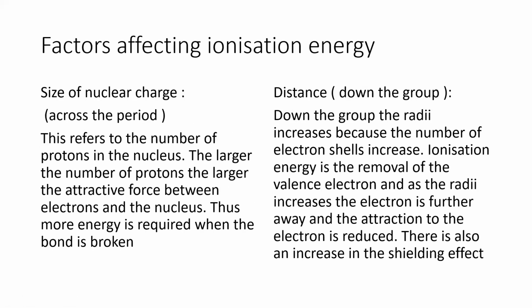Okay, factors affecting ionization energy: size of nuclear charge, or the number of protons in the nucleus, which increases across a period. The larger the number of protons, the larger the attractive force between the electron and the nucleus. Thus more energy is required when the bond between nucleus and electron is broken. This stands true because the shielding effect is constant across a period, because electrons are always added to the same energy level. I'll get into a bit more detail on that, but let's move on to the next one.